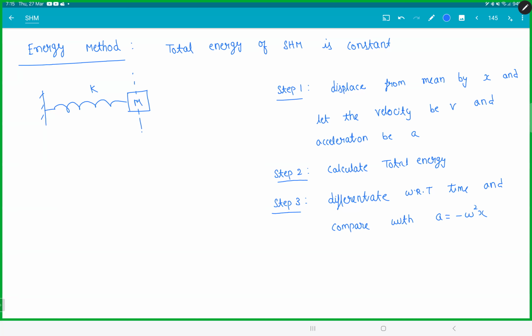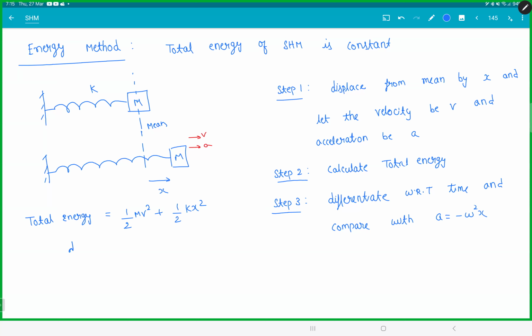So let me show you one or two examples. So let's look at this case. Initially the block is at the mean position. Step 1, displace it by x from the mean position. You displaced it by x. Let the velocity be v. Let the acceleration be a. Total energy: it has two energies, spring energy plus kinetic energy. The total energy will be half mv square plus half kx square. Differentiate with respect to time.